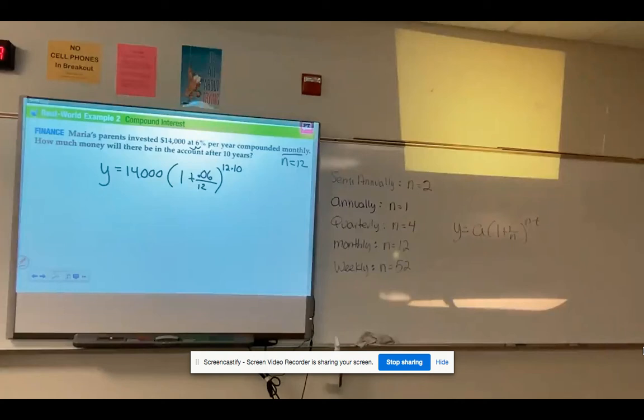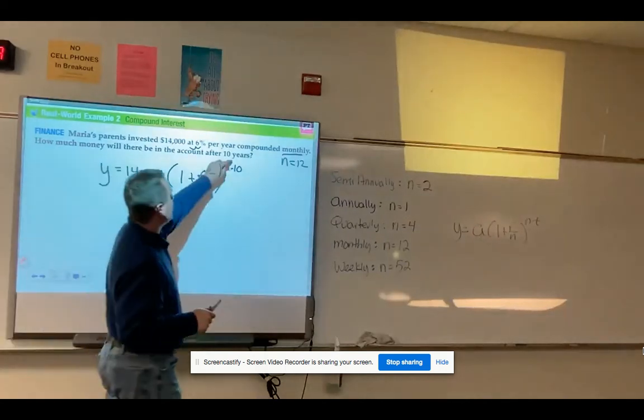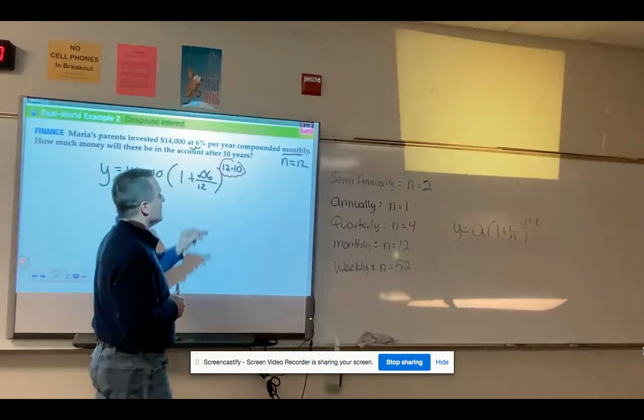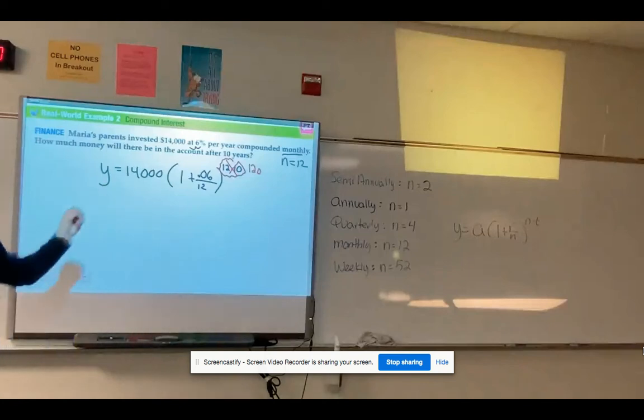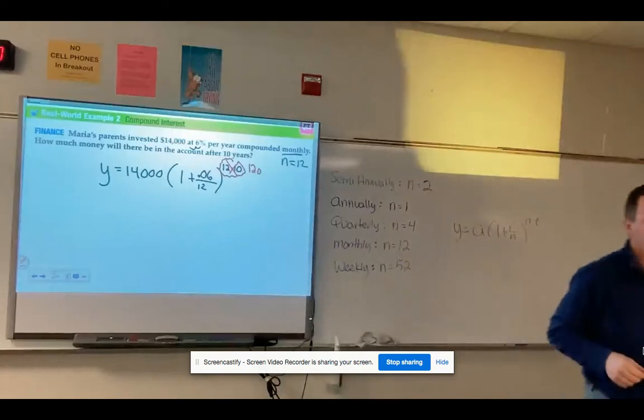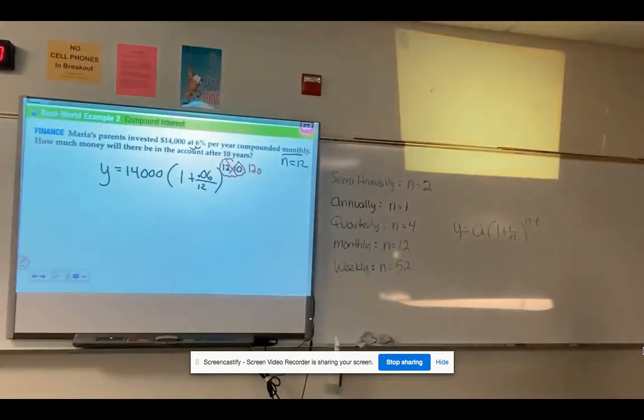One thing I like to do first before we get the calculator out, I think it's a good idea to do this multiplication. 12 times 10 is 120. So we're going to do all that stuff and raise it to the 120th power. Now when you grab your calculator and you type this in, we have to be a little careful again how we do that. I'm going to type in 14,000. You can pretty much type in exactly what we read. 1 plus 0.06 divided by 12. We don't need another set of parentheses in there because it's already in the parentheses, and it's going to do that division first. All raised to the 120th power.